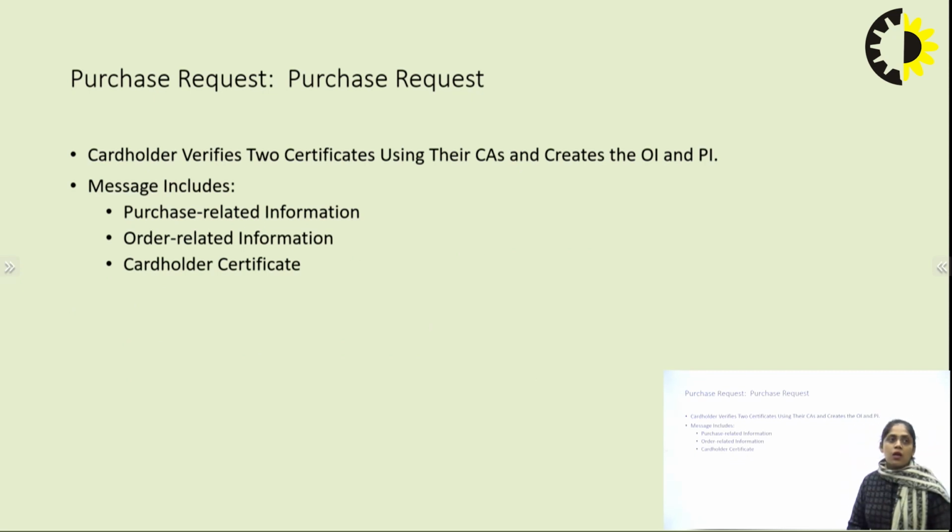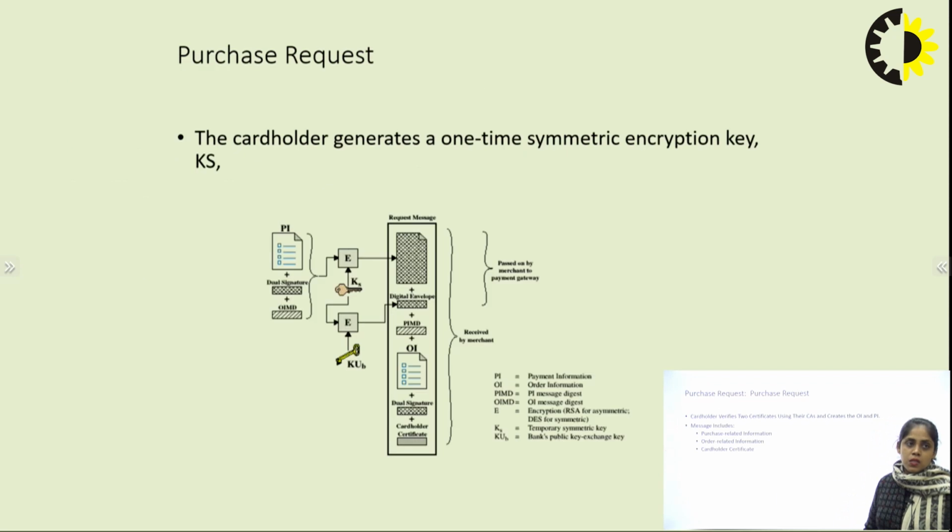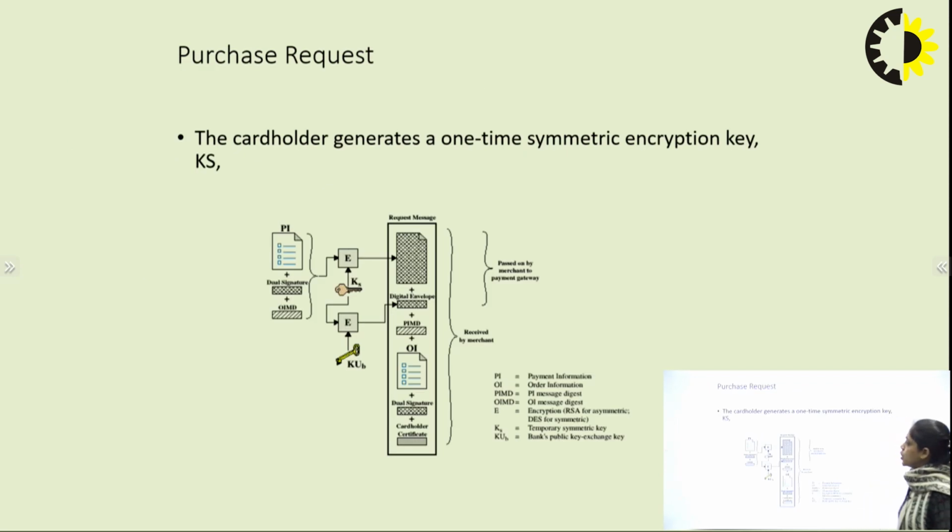Purchase request. Here is how it works: the cardholder verifies the two certificates using their certificate authorities, CAs, and creates the OI and PI, that is, the order information and purchase information. The message includes the purchase-related information, order-related information, and cardholder certificates. So this is the purchase request. You can see the cardholder generates a one-time symmetric encryption key, KS.